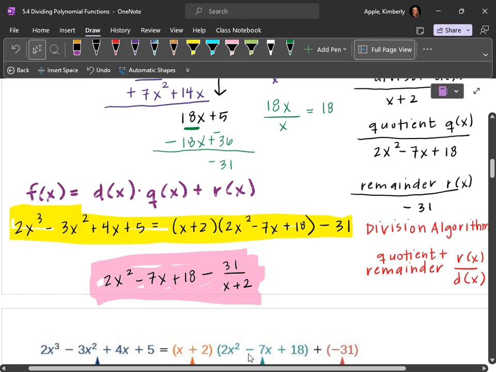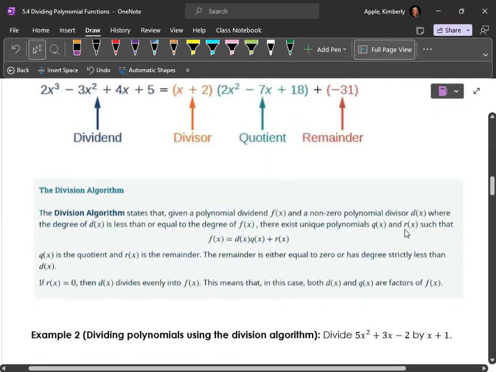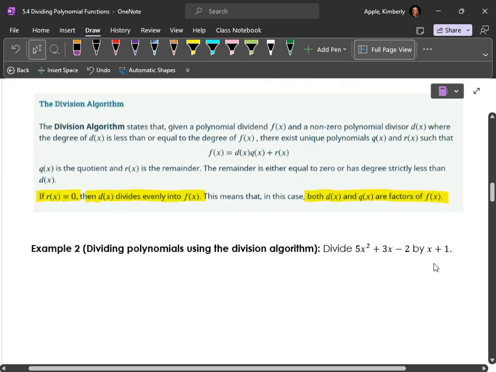So you can see here, it picked apart a little bit more. So writing it as the dividend, the divisor, the quotient, and the remainder, that is in the form of the division algorithm. Here's the formal statement of the division algorithm. And one of the key things that I want to add here that we'll see later is if the remainder is 0, then we say that d of x divides evenly into f of x. And that means that both of those, the divisor and the quotient, are factors of f of x. And that's going to come in really handy later.